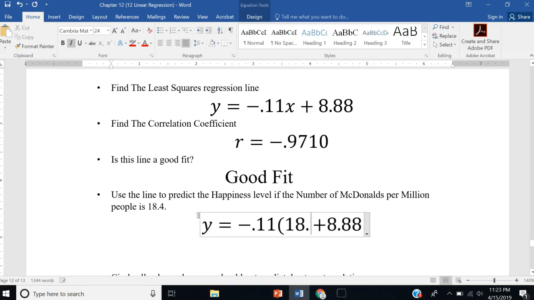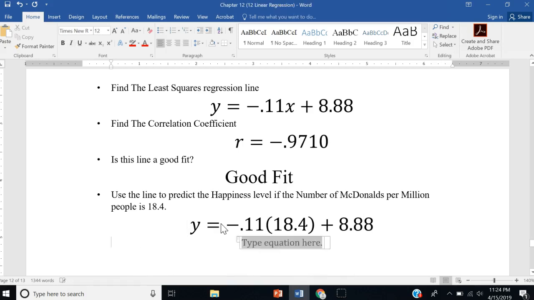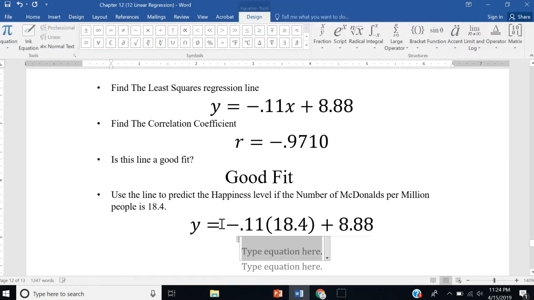So if our number of McDonald's per million people is 18.4, all I have to do is plug that in. So negative 0.11 times 18.4 plus 8.88. I type that into my calculator, and what I get is a y value. A y value happiness level is 6.856. All right. So that's all the things that I asked you to do.